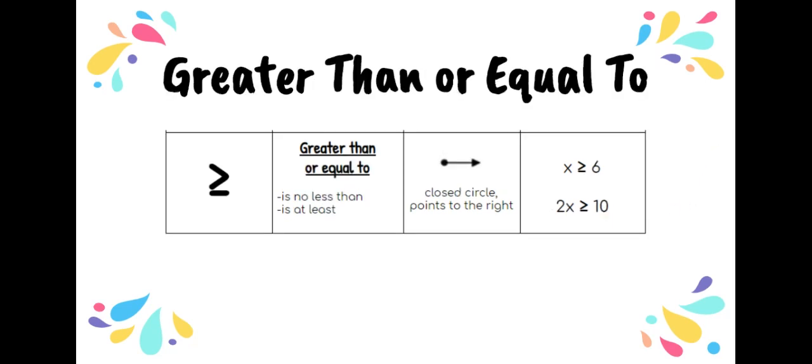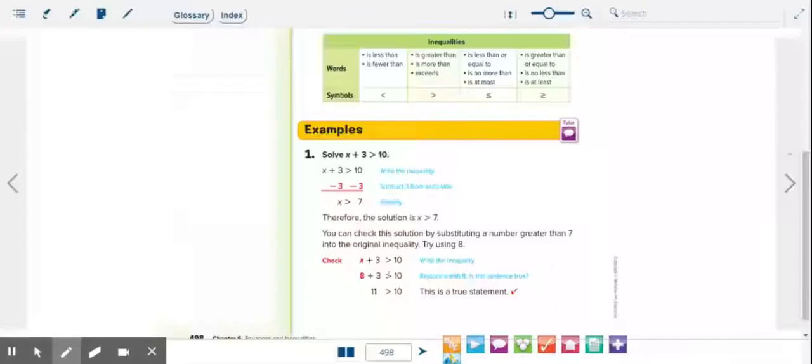The last type of inequality is greater than or equal to. The symbol looks like this. It is a greater than symbol and an equal sign smushed together. It points to the right with the opening on the left. When using this inequality, you might see the words is no less than or is at least.